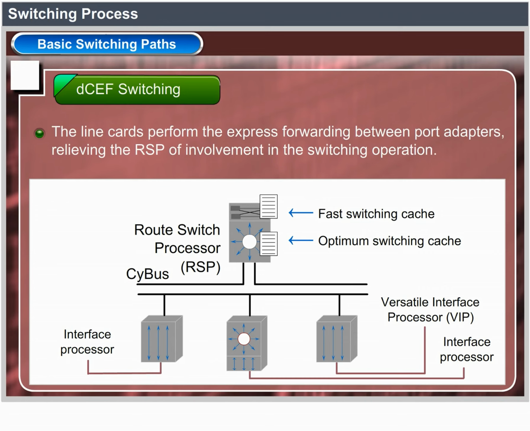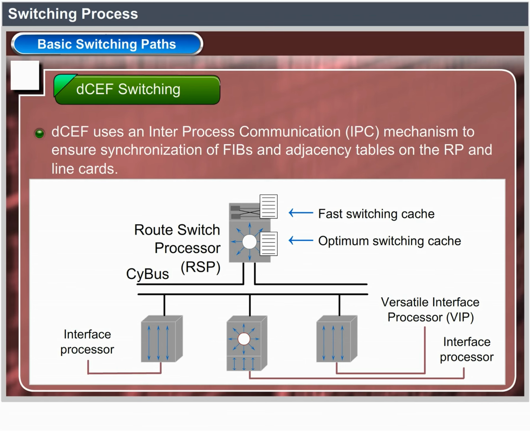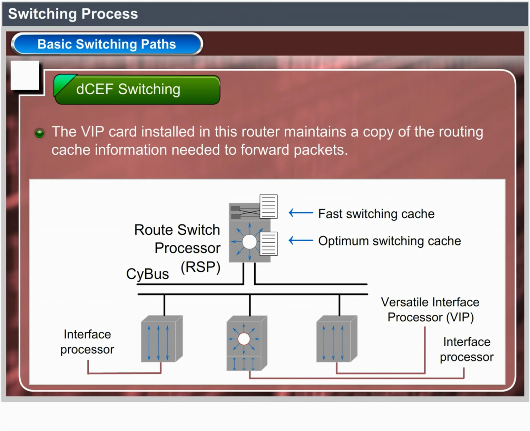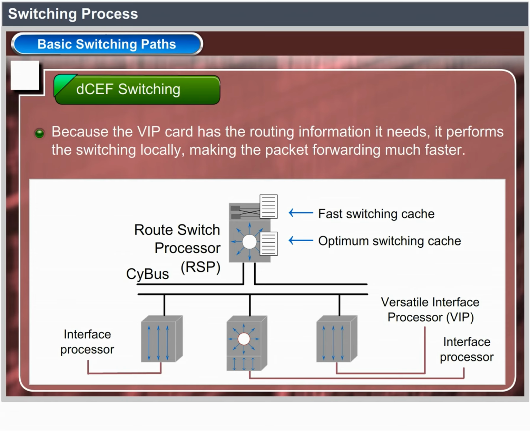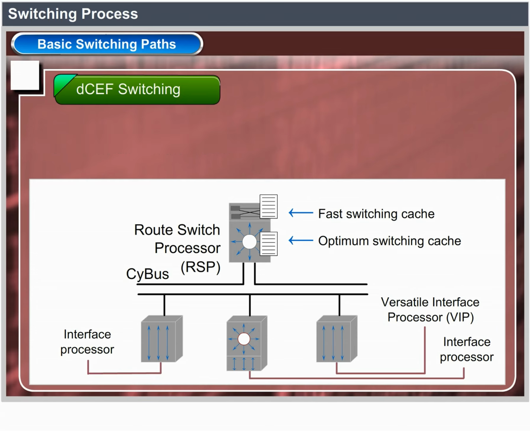DCEF uses an inter-process communication or IPC mechanism to ensure synchronization of FIBs and adjacency tables on the RP and line cards. The VIP card installed in this router maintains a copy of the routing cache information needed to forward packets. Because the VIP card has the routing information it needs, it performs the switching locally, making the packet forwarding much faster. Router throughput is increased linearly based on the number of VIP cards installed in the router. Depending on the routing platform used, availability and default implementations of switching paths vary.